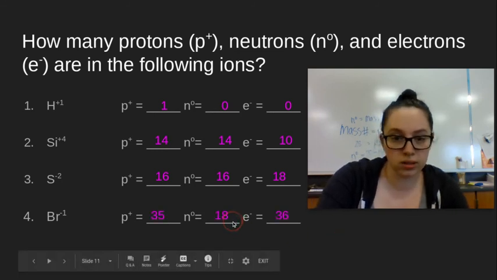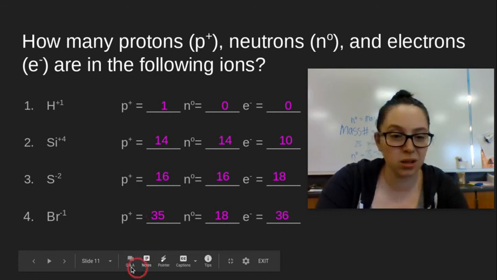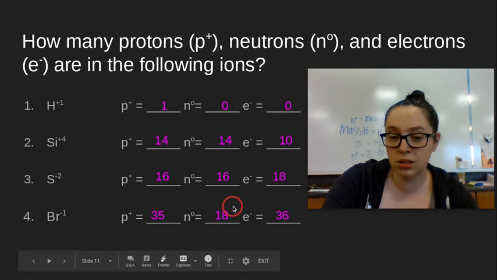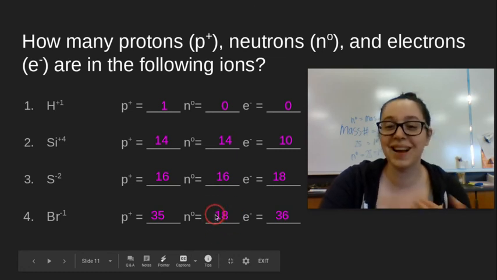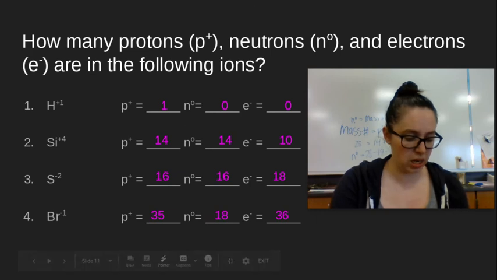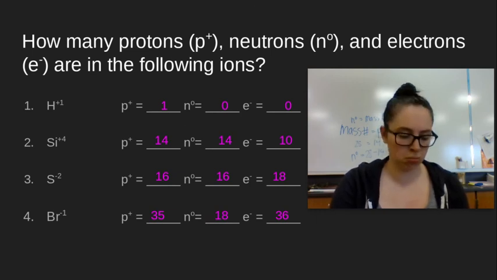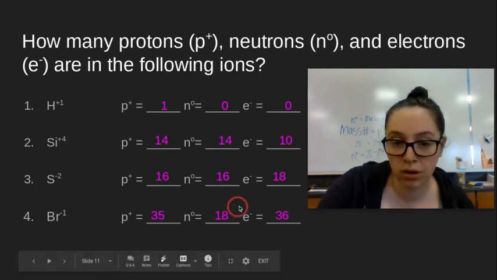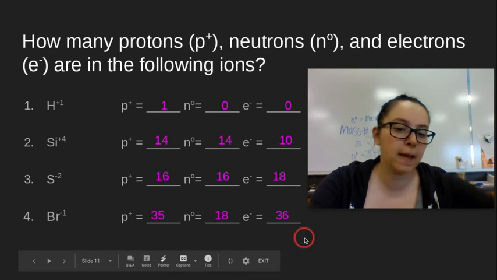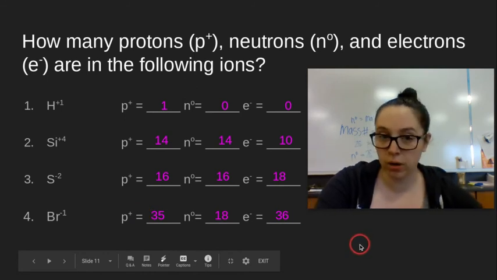Why on earth does that say 18? Can I change it in here? No. So right now you need to know that this should be 45 because I did not do my math right. 80 minus 35 is 45. So this should be 45, and I'm going to change this in the original PowerPoint. Okay. That is how you figure out protons, neutrons, and electrons in ions.